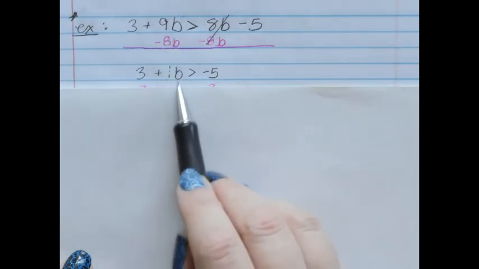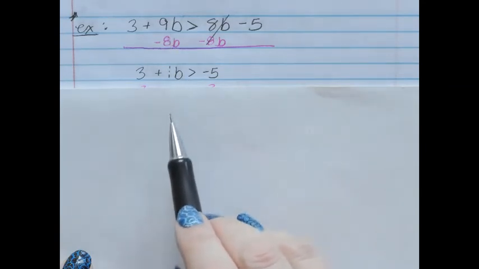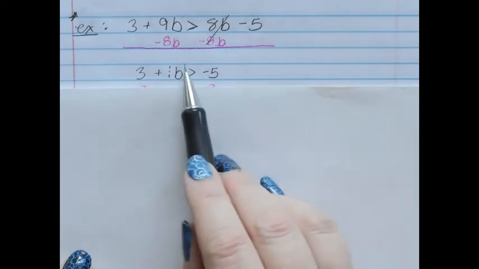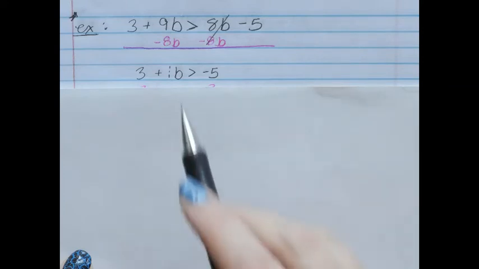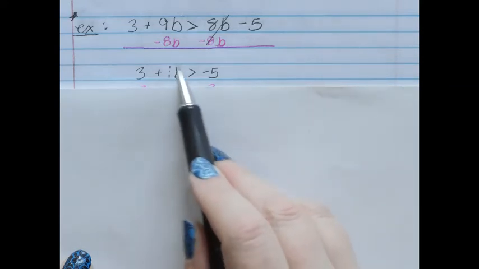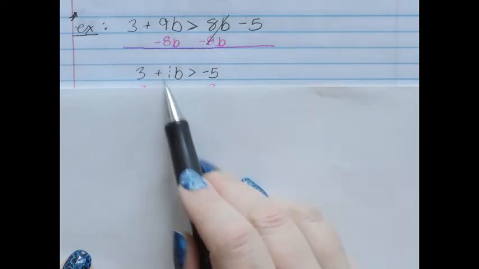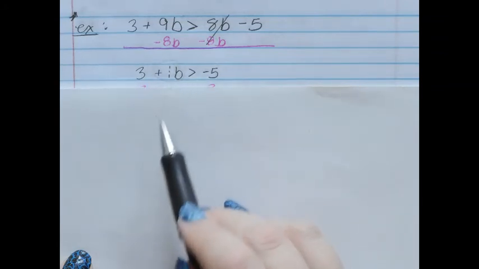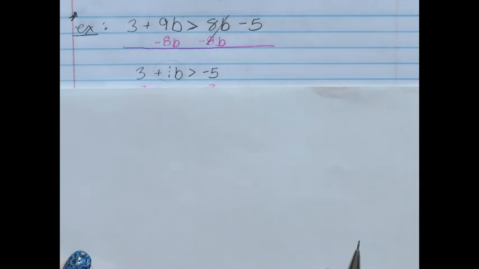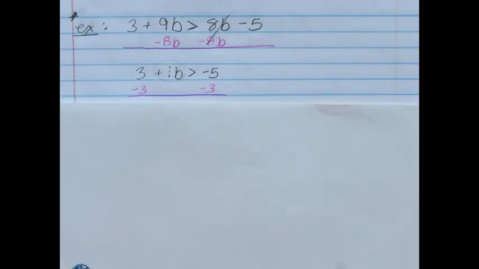Again, this 1 is optional. You don't have to put it there, but if you do need it, by all means, leave it there. And this is greater than negative 5. Now that I've got my b with a 1 in front of it, and I've only got one b in the entire problem, then it's time to get this b by itself. And what I'm going to do is subtract 3 on both sides.